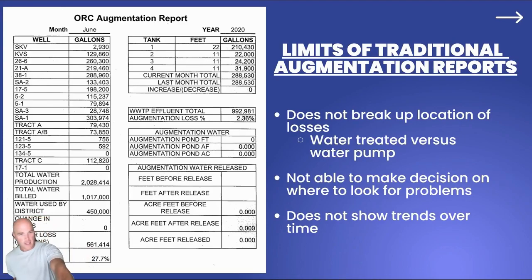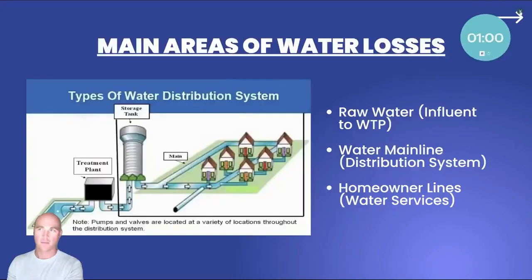And then this one month doesn't really show the trend. So it says that they had 27%, but it doesn't really show them, okay, well, what was last month, the next month? How did that compare? Is it getting better or worse? So what do we need to do here?